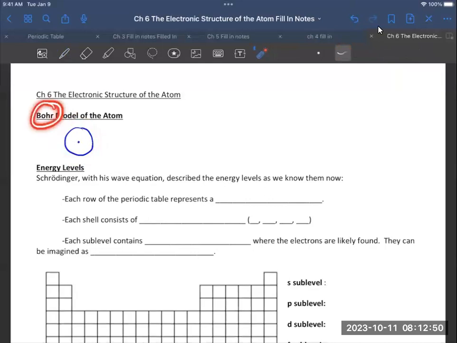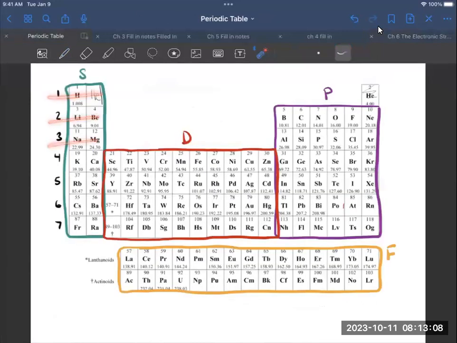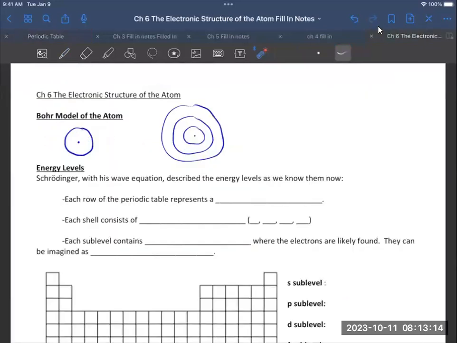Okay, Niels Bohr came up with a model of the atom that looks more like this. It's got the nucleus, and then it's got several levels, like shells of electrons, okay? And if you guys remember in our discussions, each one of these shells corresponds to a row on the periodic table. So like this would be your first shell, second shell, third shell, and so on. So he was getting closer to the correct answer.